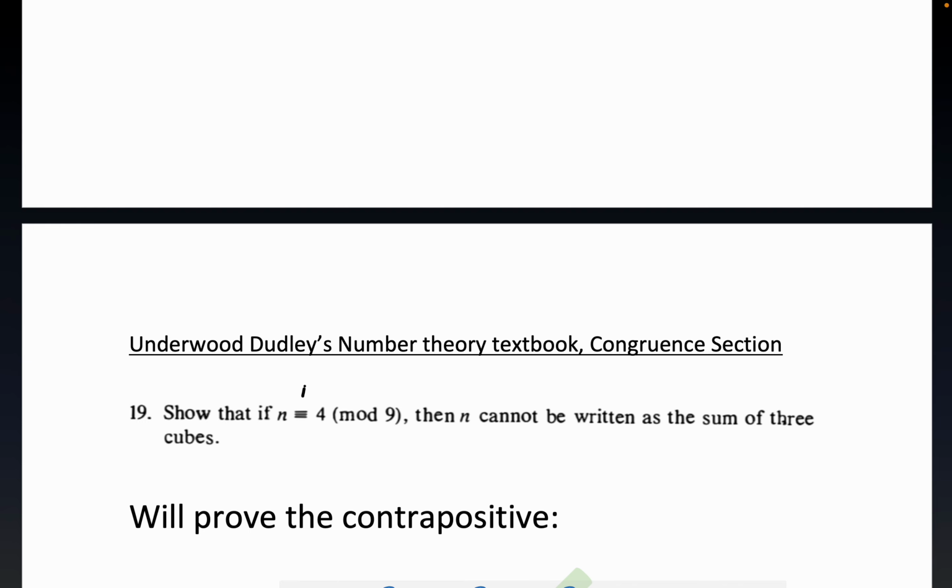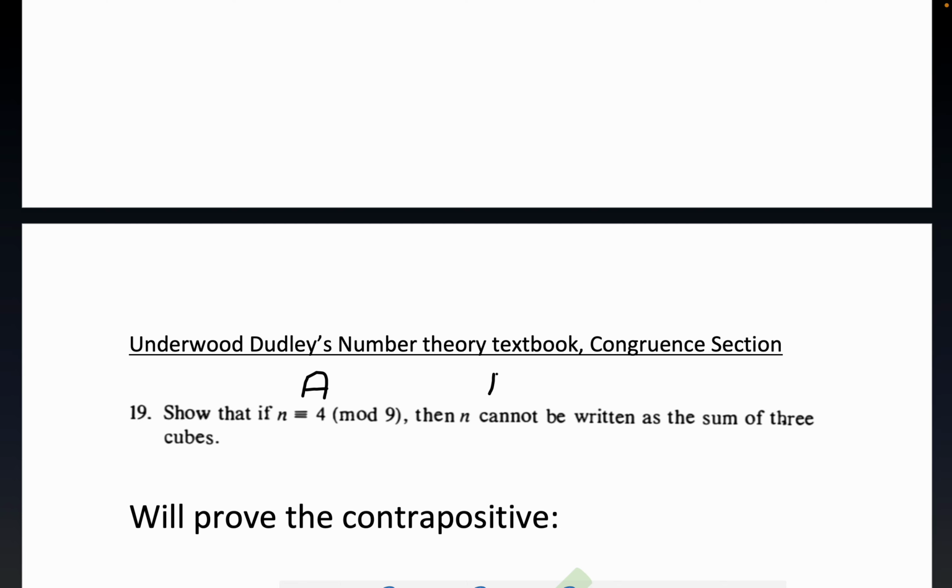Everybody, I want to prove a homework problem from Underwood Dudley's number theory book. I'm going to choose to prove what they call the contrapositive. If you take a look at this left-hand side where it says n is congruent to 4 mod 9, we'll call that proposition A. Then proposition B will just be everything to the right of the comma. It says that n cannot be written as the sum of 3 cubes.